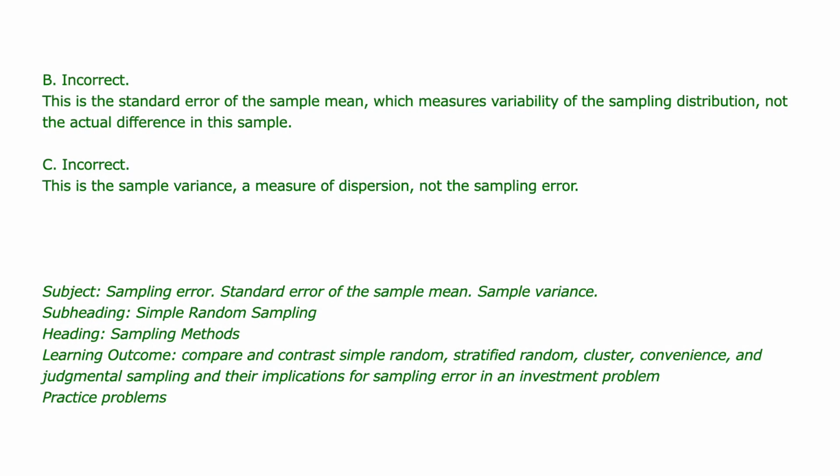B. This describes the standard error of the mean, which measures variability across repeated samples, not the actual observed difference in the sample. C. This is the sample variance, which measures dispersion of data points, not the discrepancy between sample and population means.